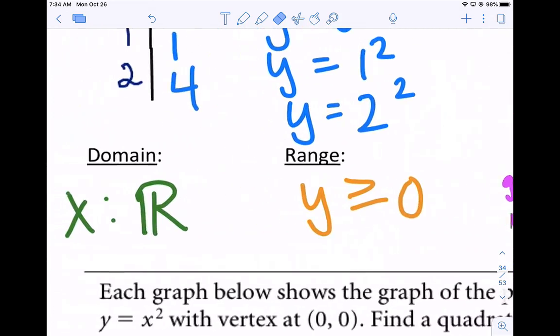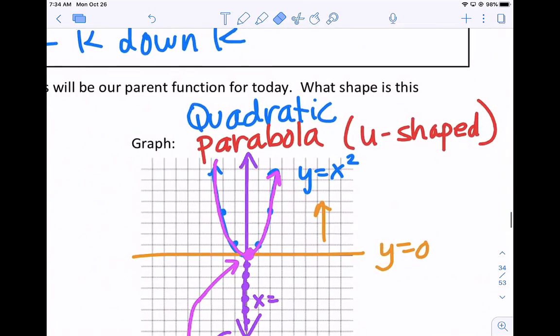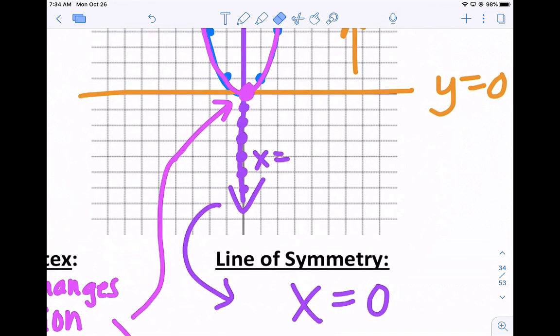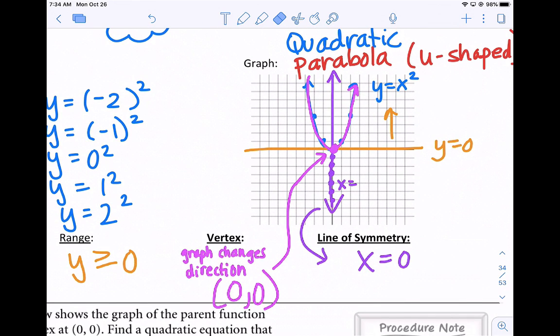We know that the domain is all real numbers because our graph will go all the way to the left and all the way to the right. We know that the range is any y value greater than or equal to 0 because 0 is the lowest point in our graph and it's a closed dot. The vertex is where the graph changes direction at 0, 0. And then our line of symmetry is where you can fold it in half and it would be a mirror image of itself. And so that mirror line, since it's vertical, will be x equals 0 because all along that line the x value is 0.